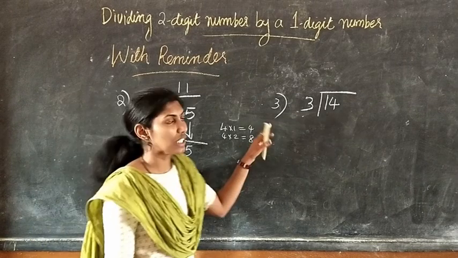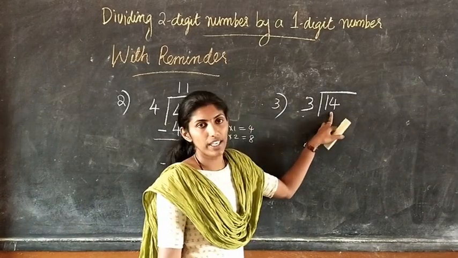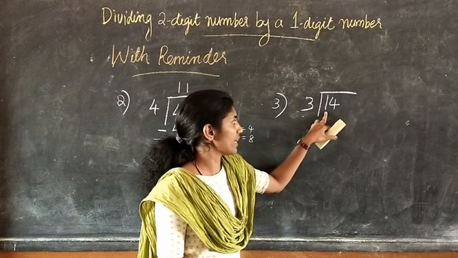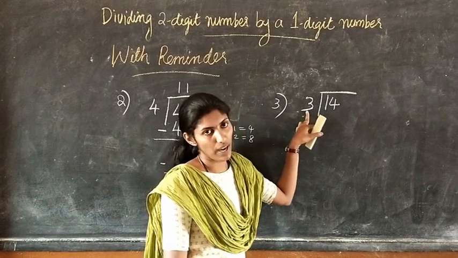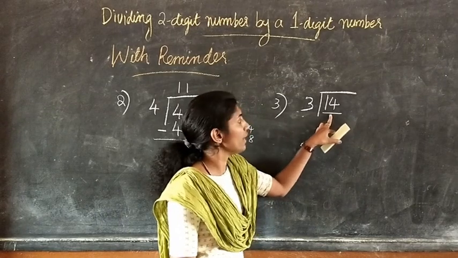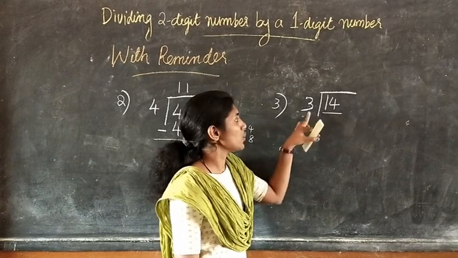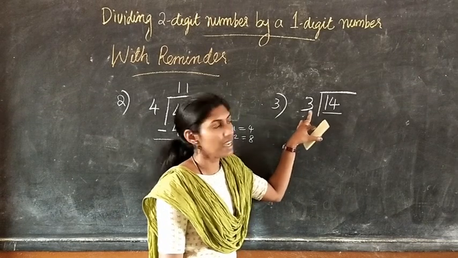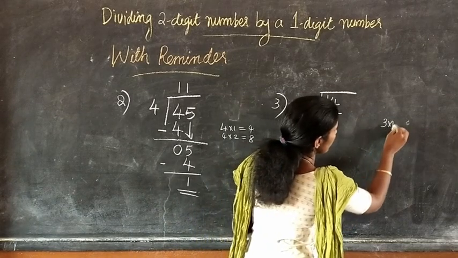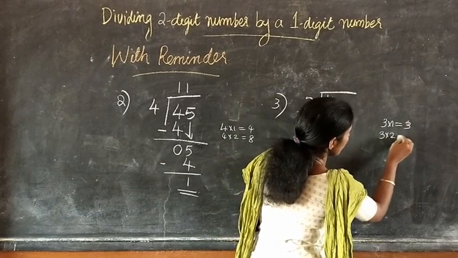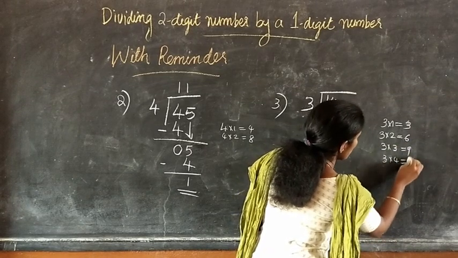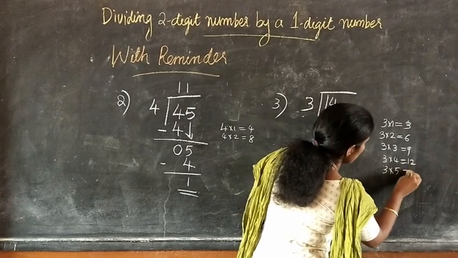Then moving to the third question. Divide 14 by 3. Here the tens digit of the dividend is smaller than the divisor. So what are we doing? We have to take the number in full. That means 14. We have to divide 14 by 3. Then we have to recite the multiplication table of 3 till we get 14 or less than 14. That means 3 into 1 equal to 3. Then 3 into 2 equal to 6. 3 into 3 equal to 9. 3 into 4 equal to 12. Then 3 into 5 equal to 15.